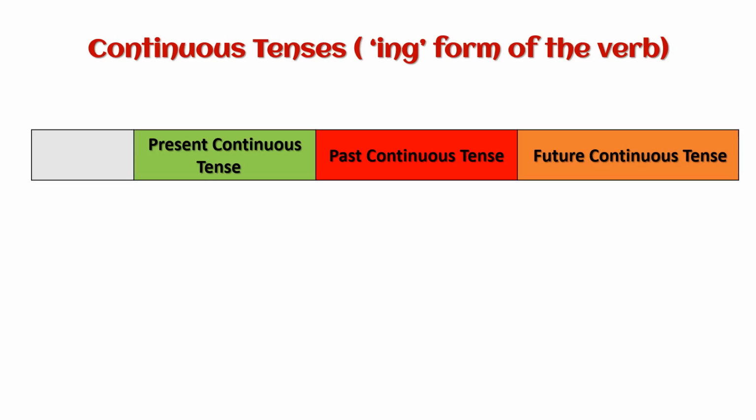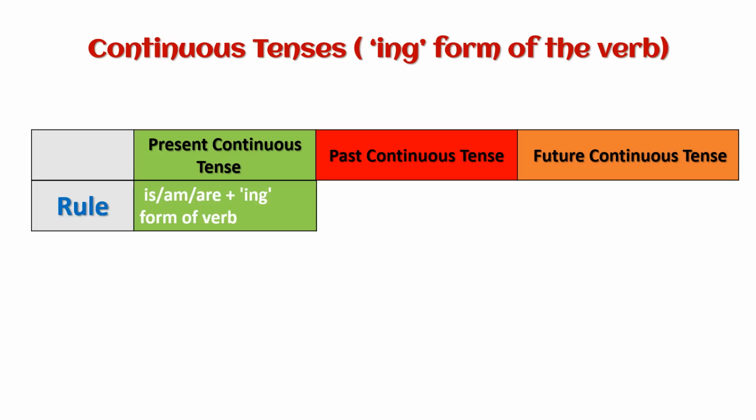So it is very easy to identify a continuous tense. The verb is always in the ing form. Let us now see the rule for present continuous tense. In the present continuous tense, we always use a helping verb. We can use is, am or are. Any of these three. इन तीनों में से हम कोई सा भी एक helping verb हमेशा ज़रूर use करते हैं. And with this, we use the ing form of the verb.